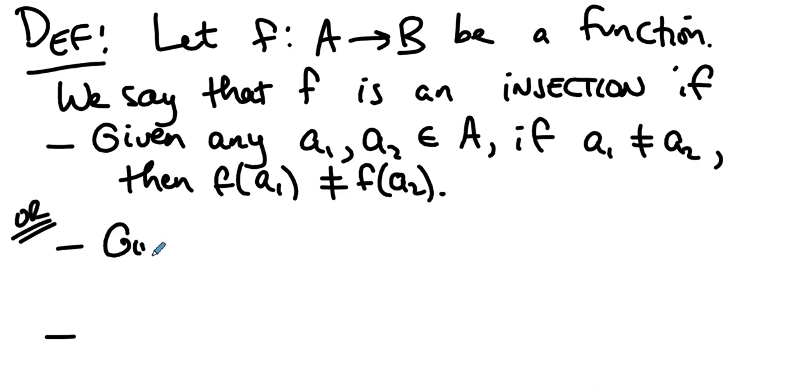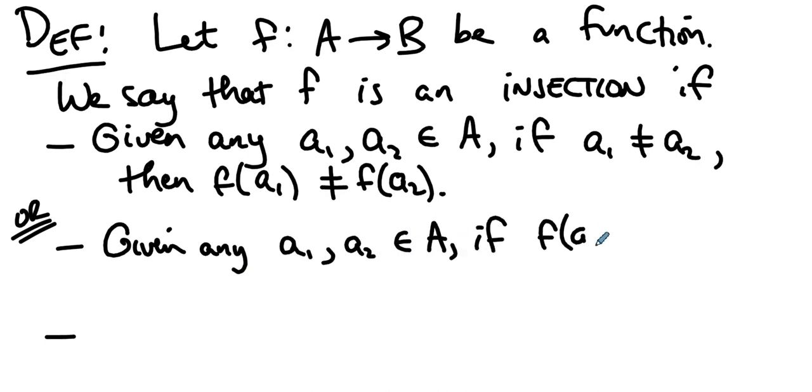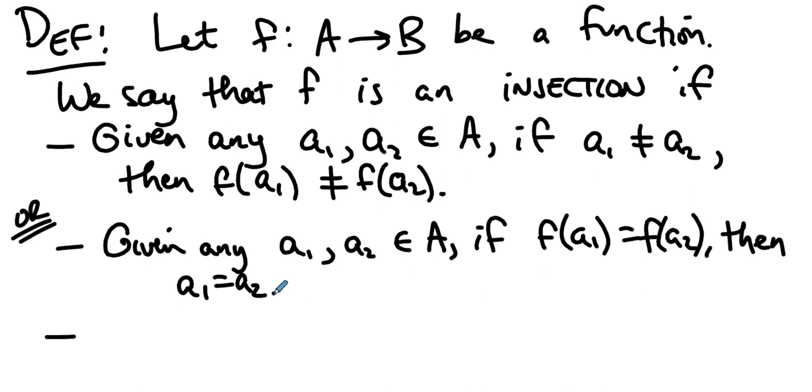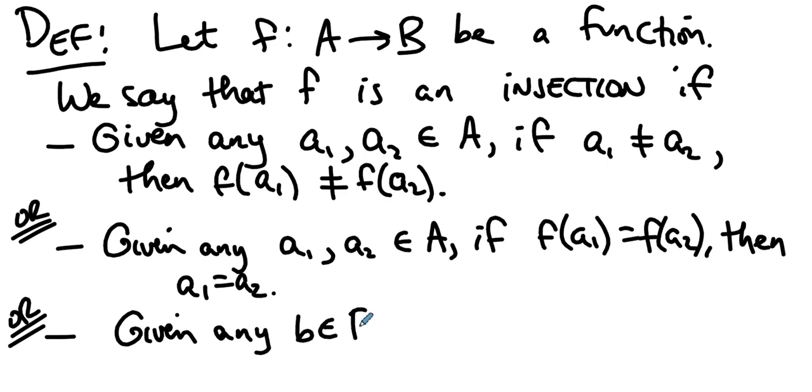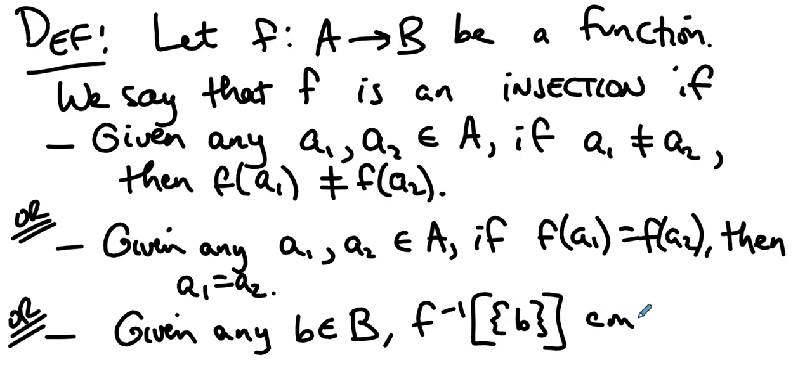Or, given any A1 and A2 in A, if f of A1 equals f of A2, then A1 equals A2. Or, given any b in B, the pre-image of the set containing b contains at most one element.